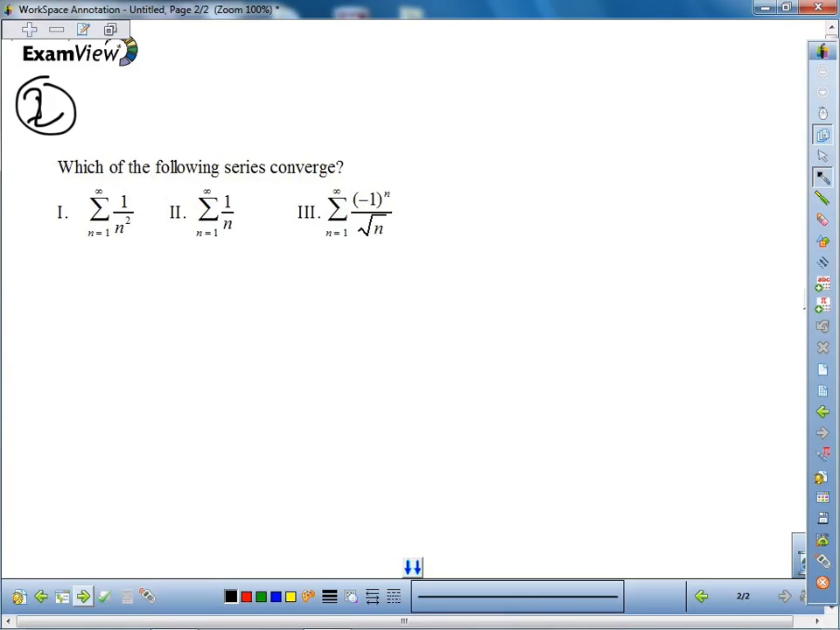For number 2, it says which of the following series will converge? Well, series number 1 is a p series where p is equal to 2, and that is greater than 1. So 1 is going to converge.